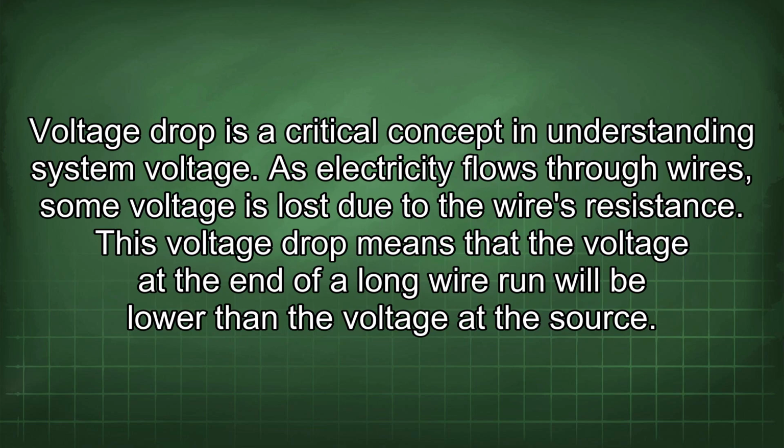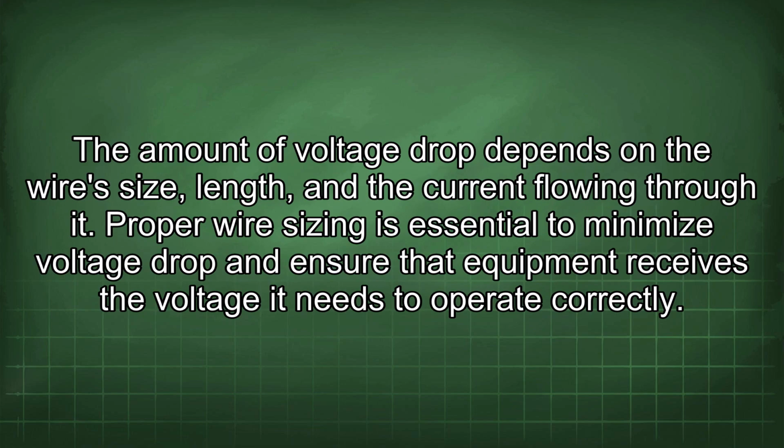Voltage drop is a critical concept in understanding system voltage. As electricity flows through wires, some voltage is lost due to the wire's resistance. This voltage drop means that the voltage at the end of a long wire run will be lower than the voltage at the source. The amount of voltage drop depends on the wire's size, length, and the current flowing through it. Proper wire sizing is essential to minimize voltage drop and ensure that equipment receives the voltage it needs to operate correctly.